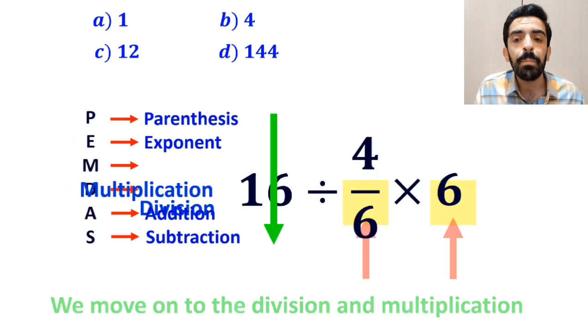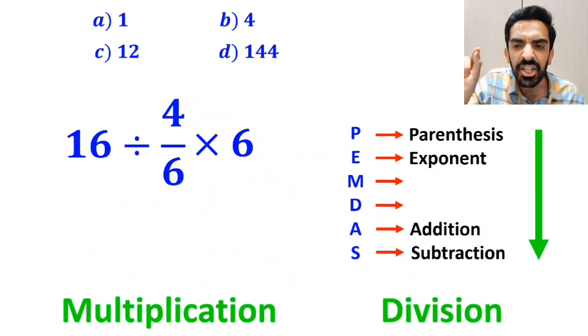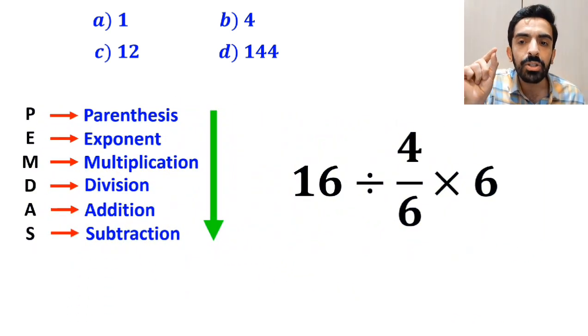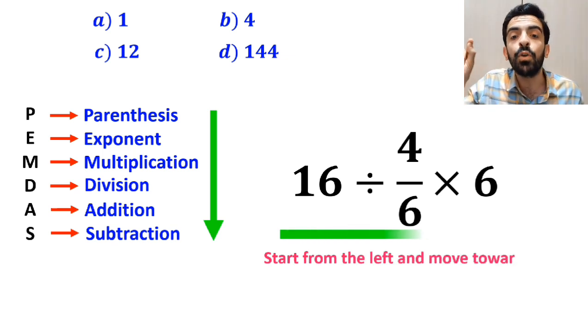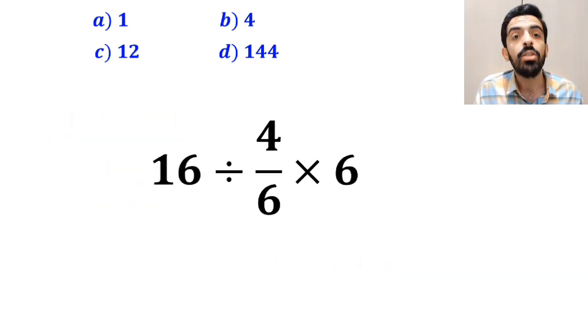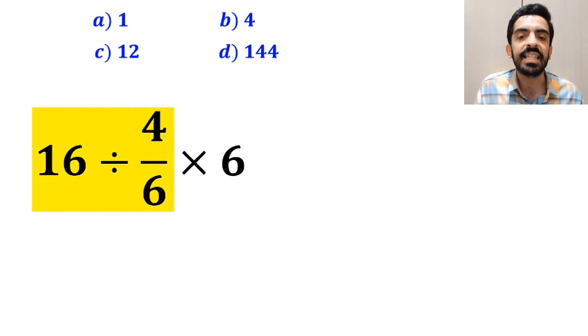However, it's very important to note that multiplication and division have exactly the same level of priority in the PEMDAS rule. In this situation, the best approach is to start from the left and move toward the right, performing these two operations in order. So, we'll start with the expression 16 divided by 4 over 6.